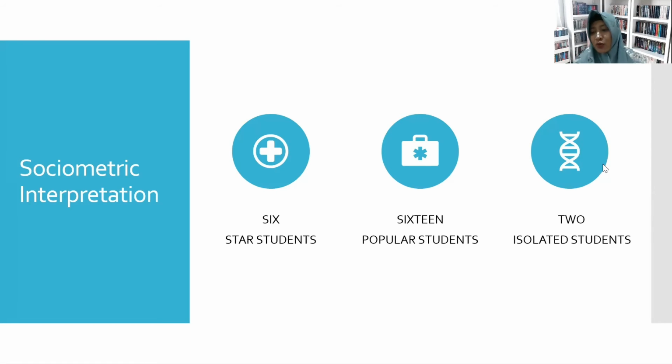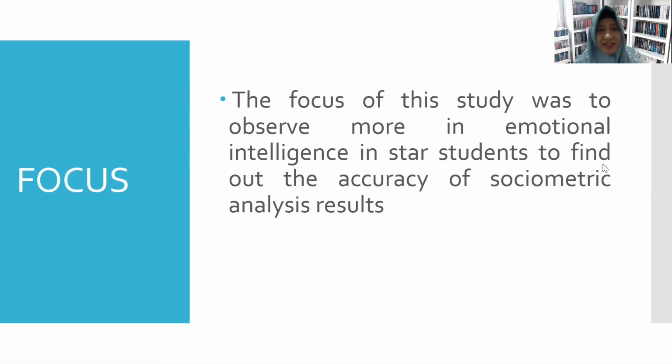We have done sociometric data processing and analyzing. Then the result is like this, sociometric interpretation: 6 star students, 16 popular students, and 2 isolated students. Ladies and gentlemen, it is important for me to remind you that the focus of this study was to observe more the emotional intelligence in star students to find out the accuracy of sociometric analysis results.